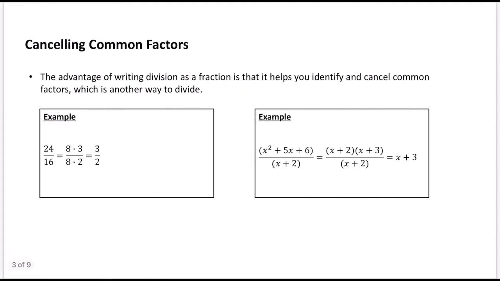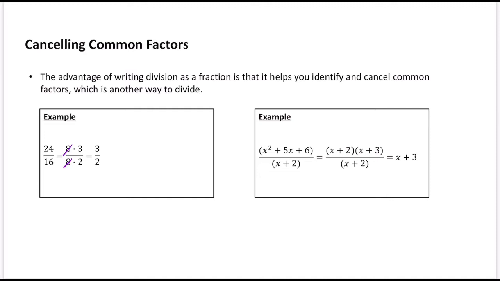You may be wondering why we're doing this. The advantage is that you can identify and cancel common factors. So this gives you another way to divide if you don't want to use long division. For example, when we write 24 over 16, we can rewrite 24 as 8 times 3, and we can rewrite 16 as 8 times 2. Notice they have a common factor of 8 that we can cancel, so that gives us 3 over 2.